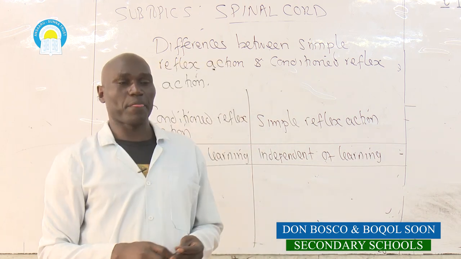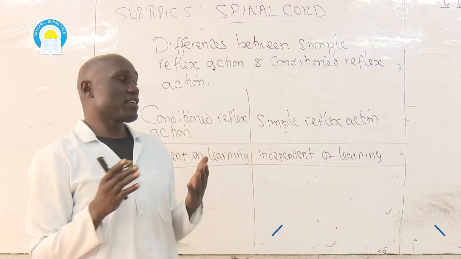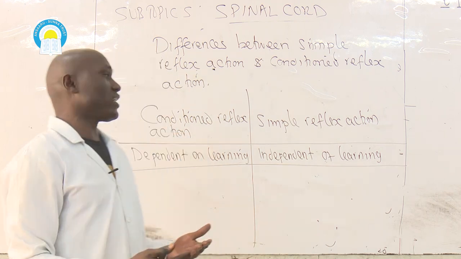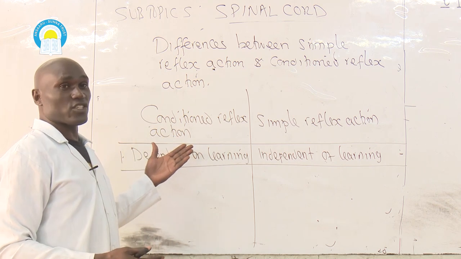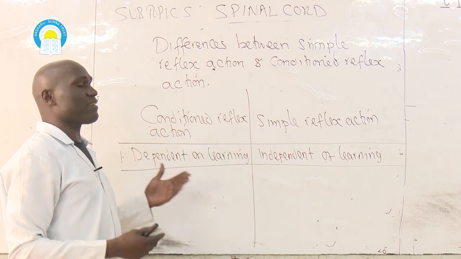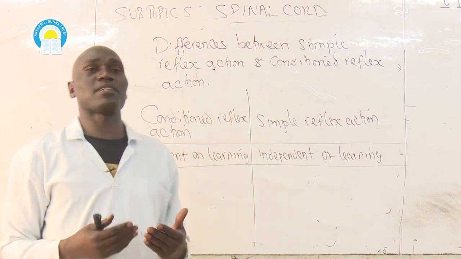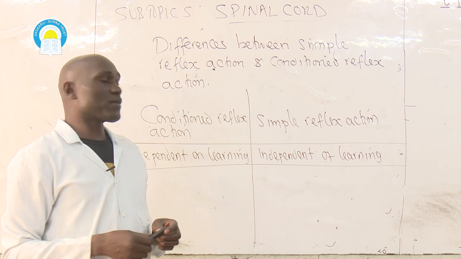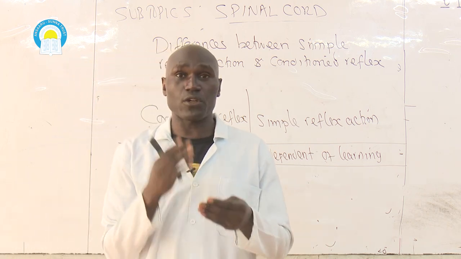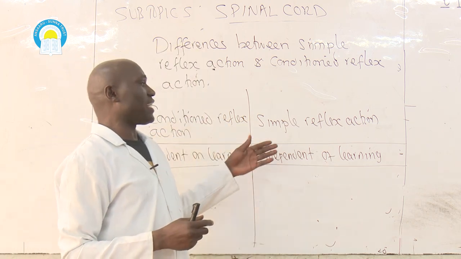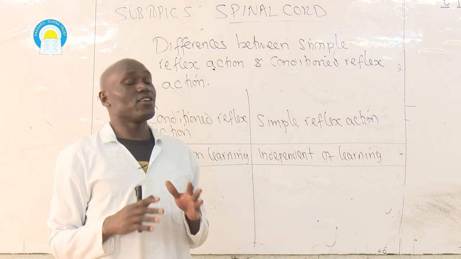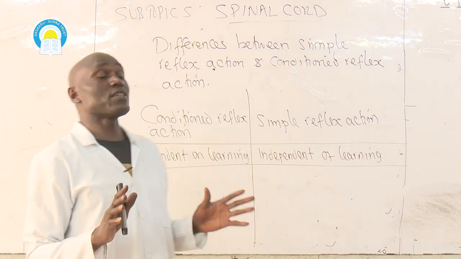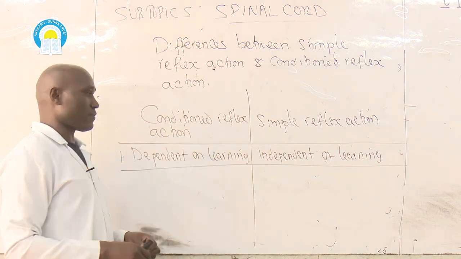For example, one was never born with the ability to read and write. So reading and writing had to be taught to an individual, and it had to be repeated several times. A certain process had to be repeated several times for an individual to grasp. But for simple reflex action, for example, cutting onions close to an individual's eyes, an individual will end up shedding tears. Nobody's ever taught that. While cutting onions, you have to shed tears. It happens automatically, independent of learning.